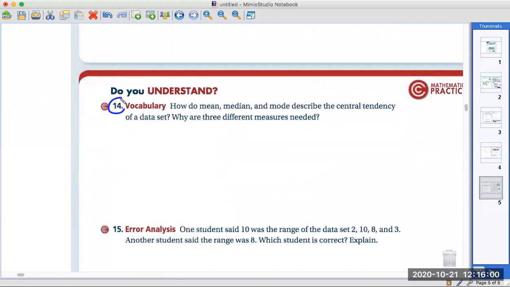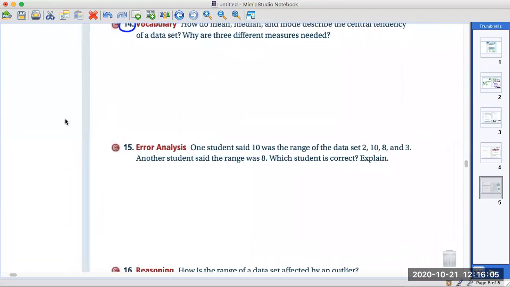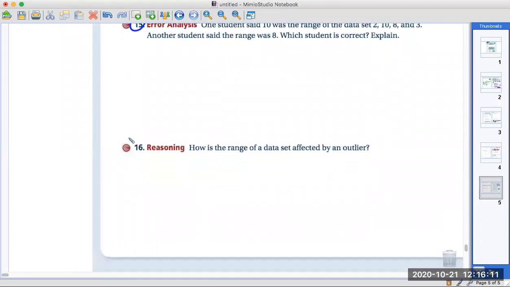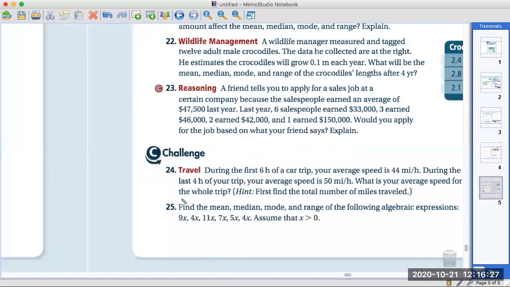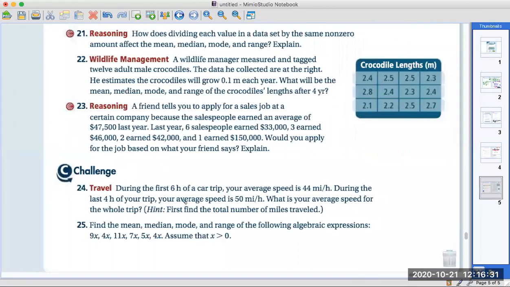Then it's the vocabulary, understanding the words, an error analysis about range. The student didn't understand exactly what range means. Then how is the range affected by an outlier? The question is, is it going to make the range bigger or smaller? Think about that. That's kind of the question that you're addressing. On the next page, you're going to do number 22 and 23.